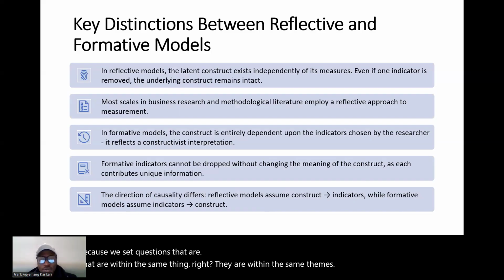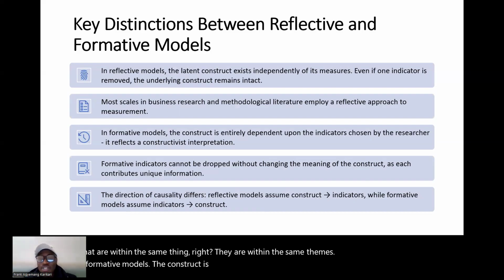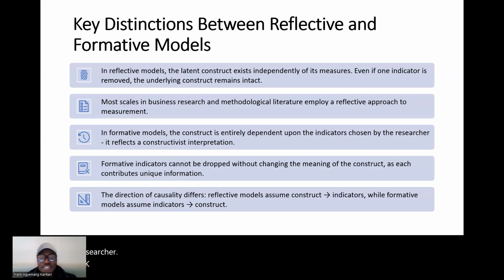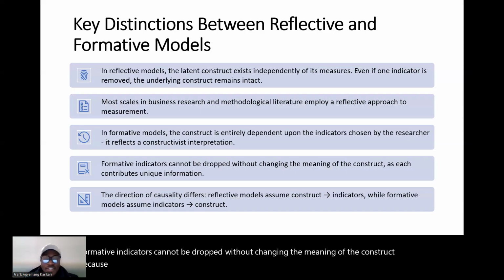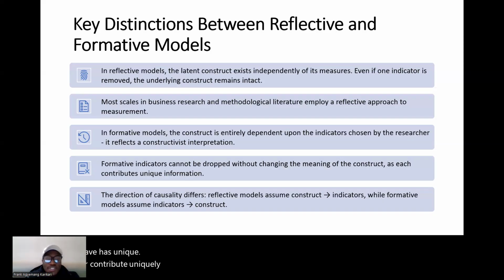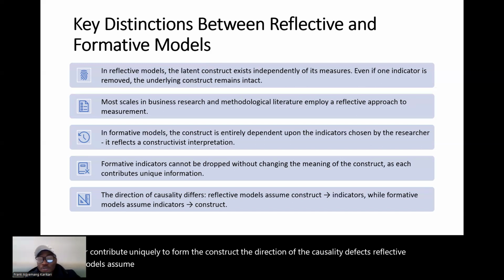In formative models, the construct is entirely dependent upon the indicators chosen by the researcher. Okay, it reflects a constructive interpretation. Formative indicators cannot be dropped without changing the meaning of the construct, because each of the indicators contributes uniquely to form the construct. The direction of the causality differs. Reflective models assume the construct causes the indicators, whilst with the formative it is the otherwise. The indicators to what? The construct.